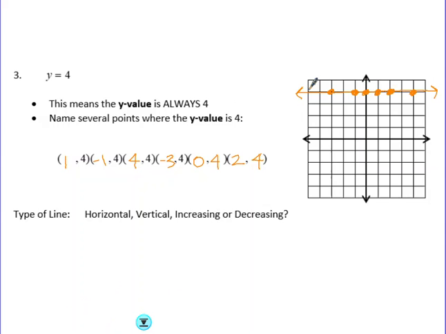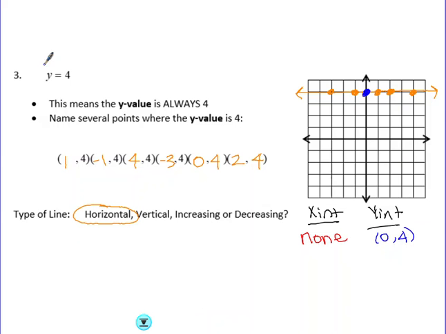And this type of line is a horizontal line. Now I'm going to write down my x and y intercepts to show you something. Does this graph have an x-intercept? No, it never touches the x-axis. So I'm going to put none. Does this graph have a y-intercept? Yes, and that point is here at (0, 4).